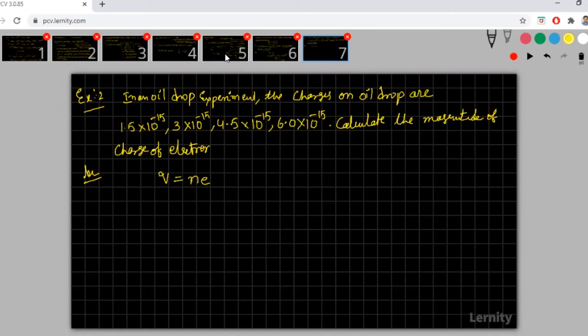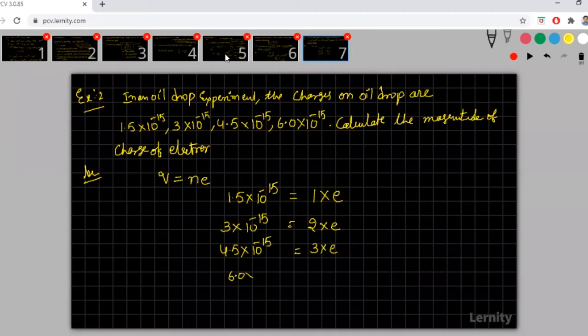I want to take this one by one. 1.5 into 10 power minus 15 I will write as 1 into E. E means 1.5 into 10 power minus 15. Similarly, 3 into 10 power minus 15 is 2 into E. And 4.5 into 10 power minus 15 is 3 into E. Next, 6.0 into 10 power minus 15 is 4 into E.